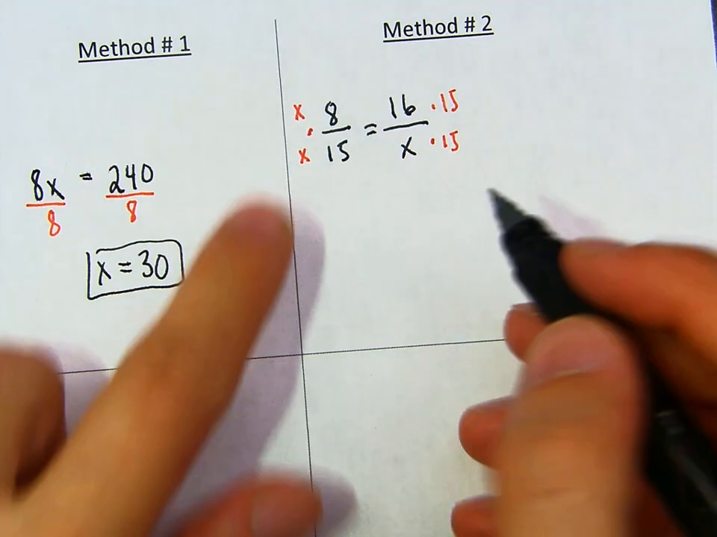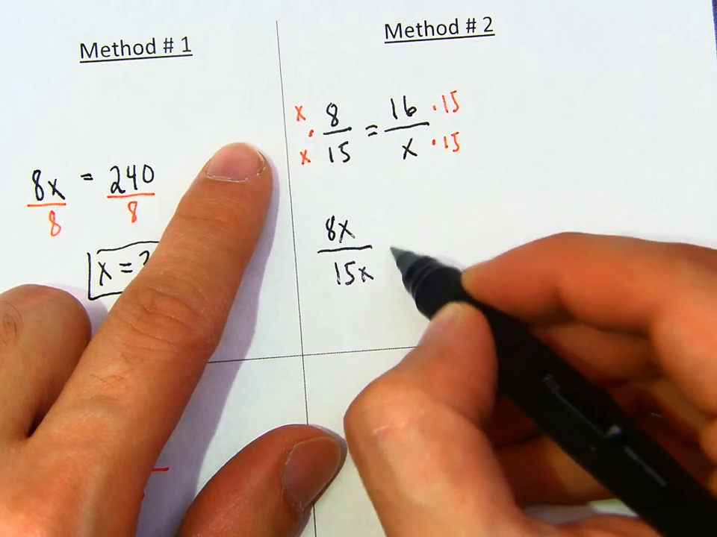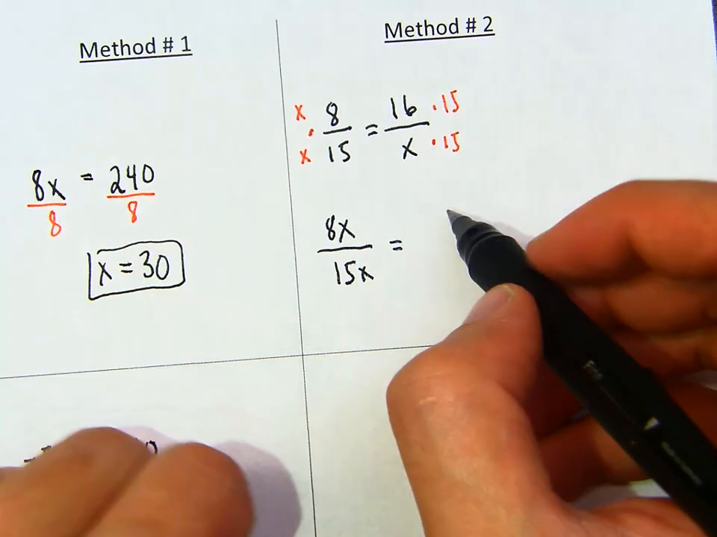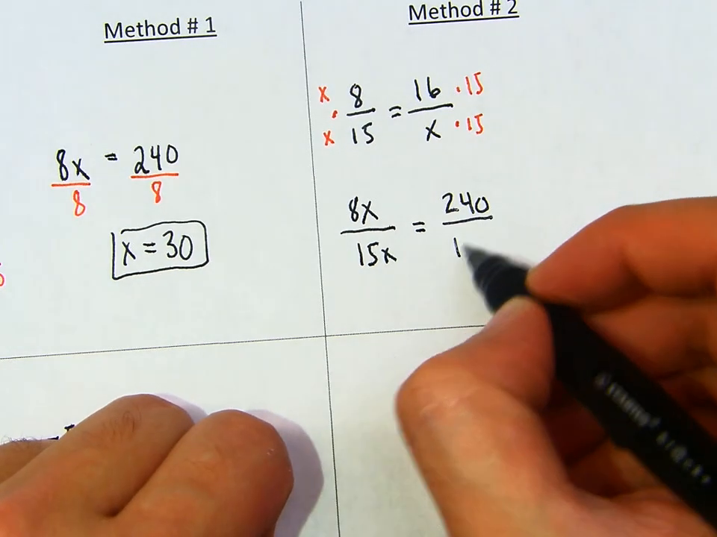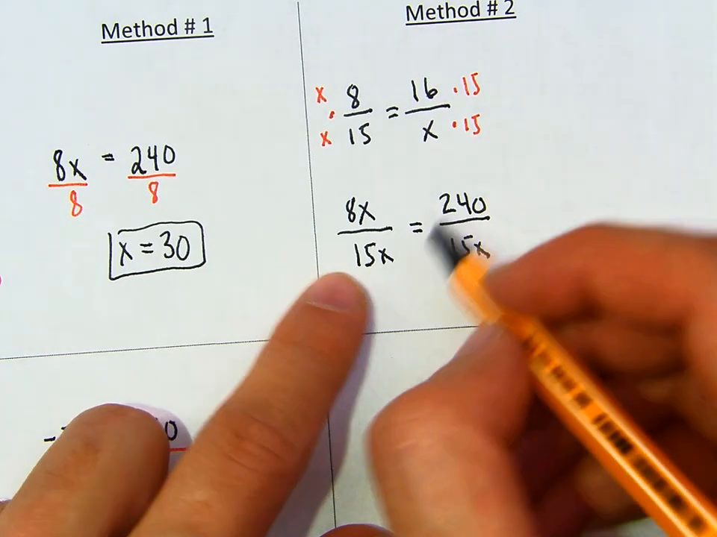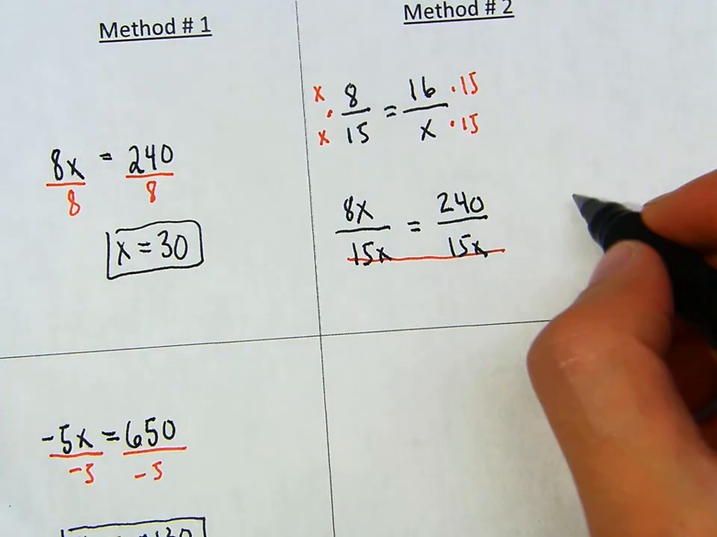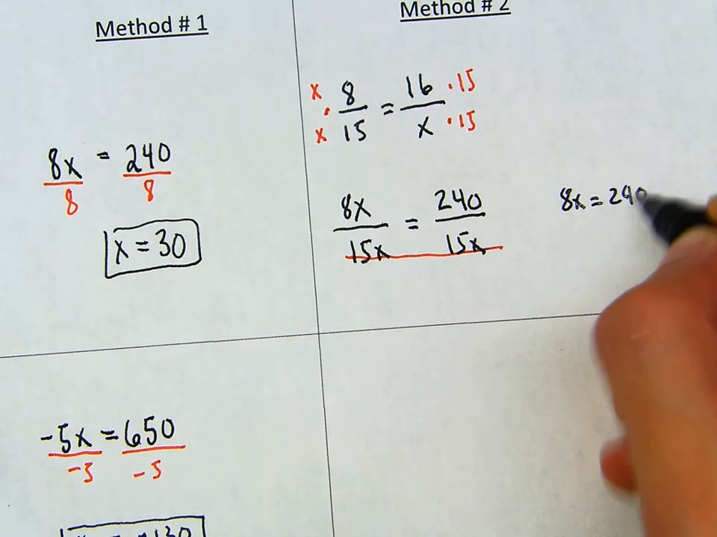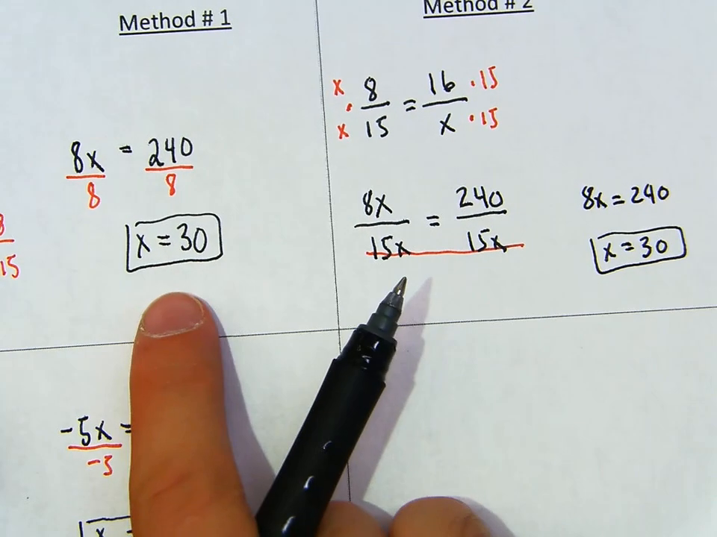And now here, what happens, you have 8x over 15x is equal to 16 times 15 is 240 over 15x. And what's the trick? Once the denominators are the same, the numerators are equal. So now I just have 8x equals 240, x is equal to 30. And notice that we get the same answer from here and here.